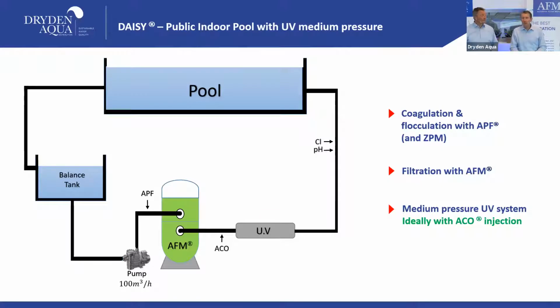Yes. So option 3 to reduce combined chlorine is the use of a medium pressure UV. Again, in combination with coagulation, flocculation, and AFM filtration. UV is very effective at reducing combined chlorine. We know that. It does a great job in reducing combined chlorine. Exactly. But there are some side effects.